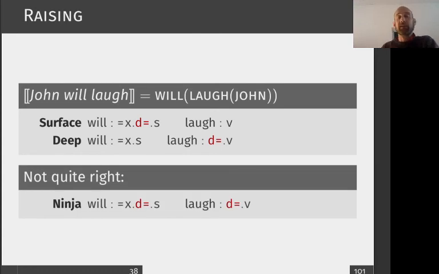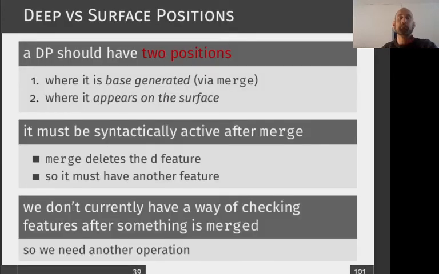We want the D to be in both places at once, but it's not quite right to do this by actually having both of those things have an =D feature, because there's only one D, and this would make us want two of them. So a DP should have two positions, one where it's base generated and one where it appears on the surface.